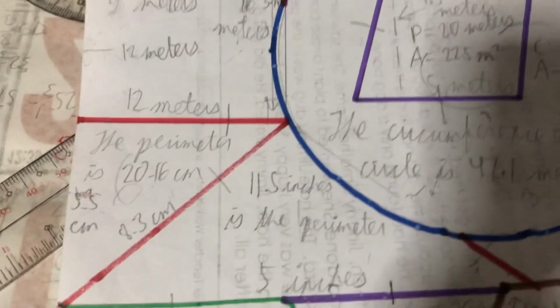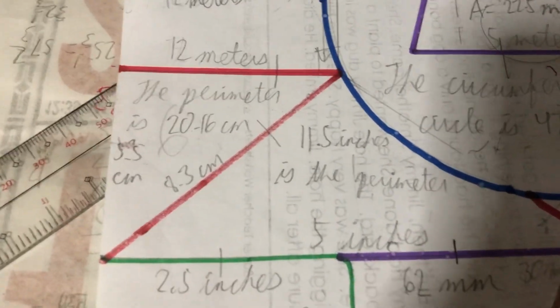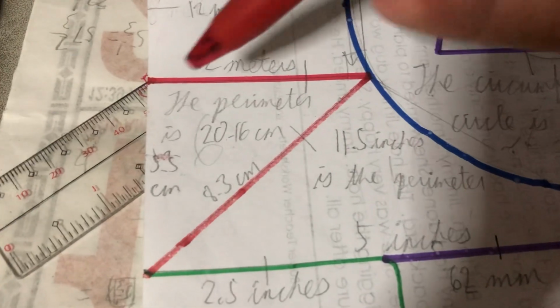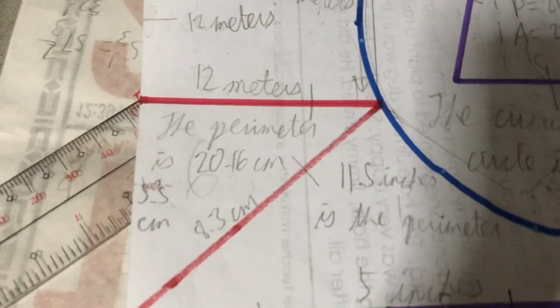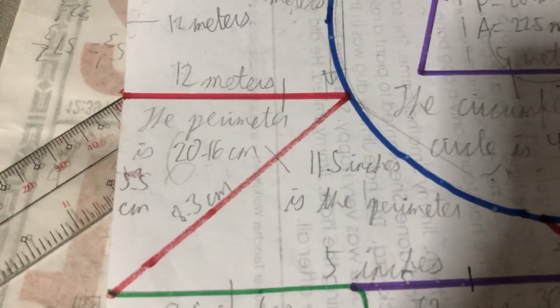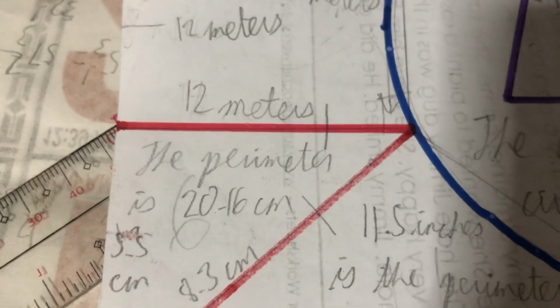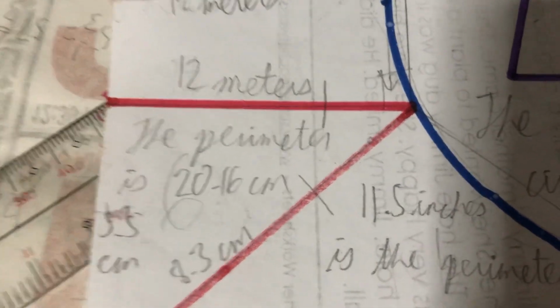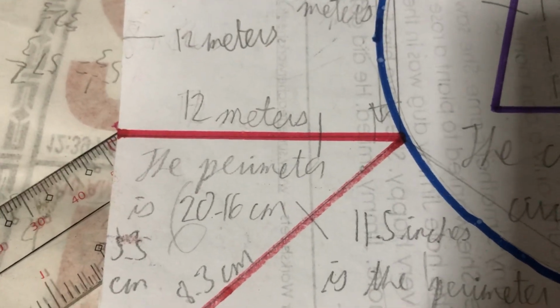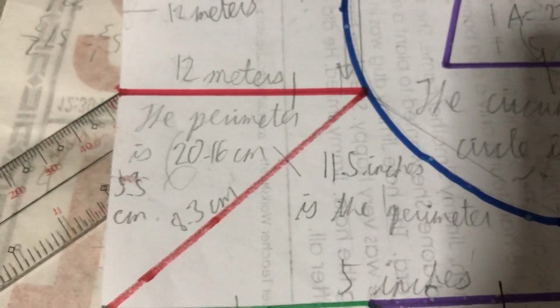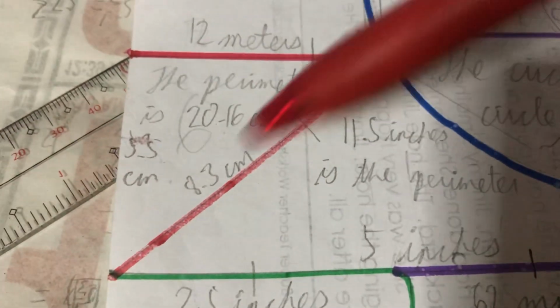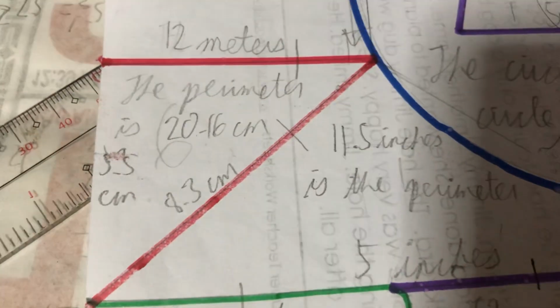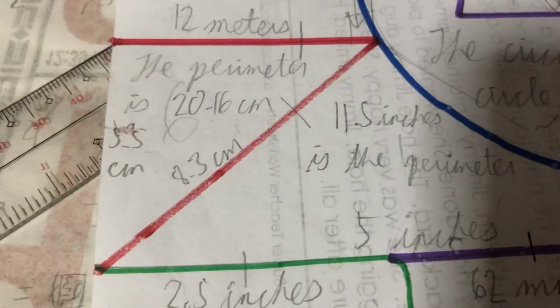Hello guys! Today I'm gonna show you how to solve for the perimeter and area of this right triangle that you see right over here. To solve for the perimeter, oh by the way, there's a catch. It says here the perimeter is 20.16 centimeters, which means that's already the value of the perimeter of the triangle. And then we have two sides that are given the measure. This is 8.3 meters, the one you see here, and then the vertical line which is 5.5 centimeters.